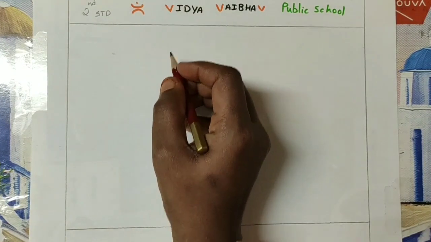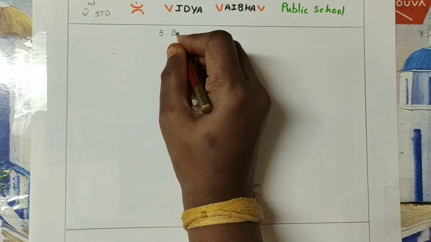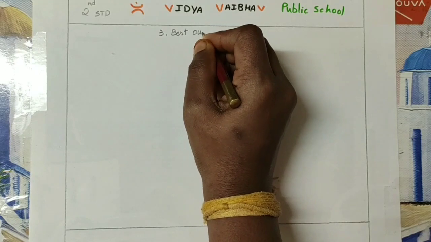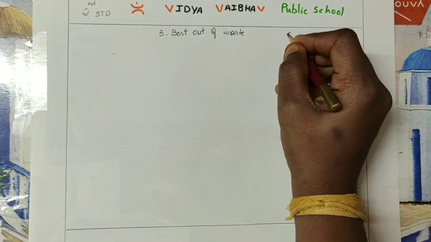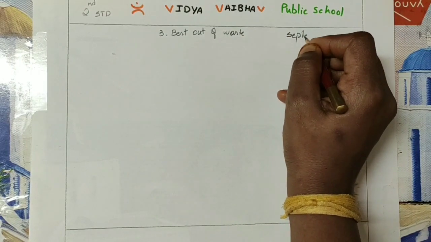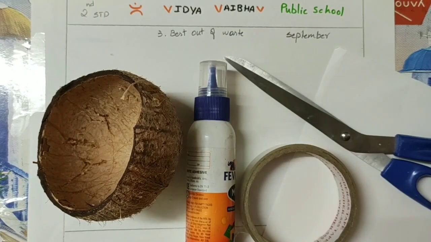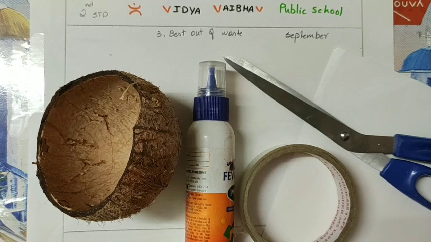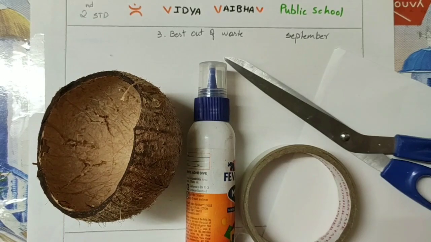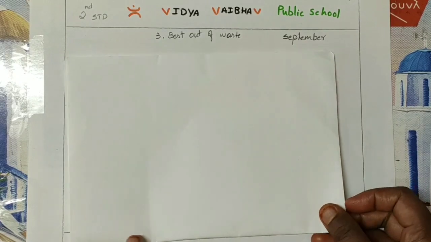The third topic is best out of waste. This is for the month of September. The materials required are: a coconut shell, Fevicol, and a tape, scissor, and also a white paper. Make sure that these materials are ready with you, and then you can start the work.